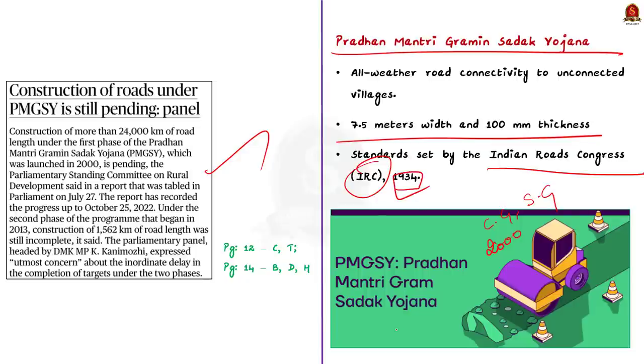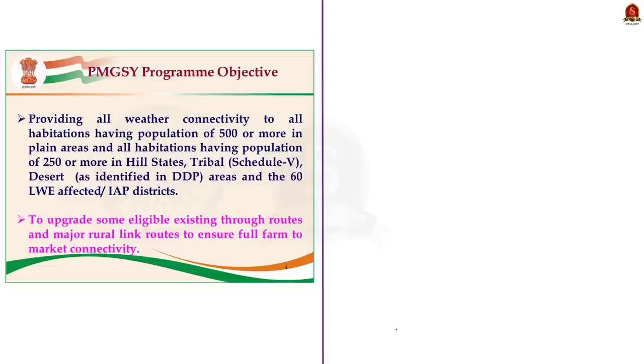Now, coming to the important objective of the scheme. Firstly, it aims to provide road connectivity to all villages with a population of 500 or more in the plains and 250 or more in the hills. Secondly, the scheme aims to improve the quality of existing rural roads. Also, it targets promoting economic development and social inclusion in rural areas.